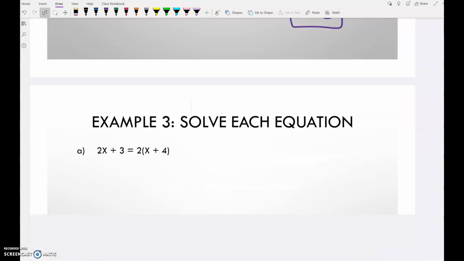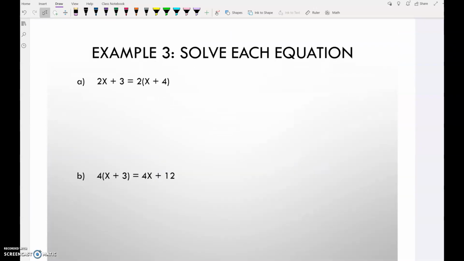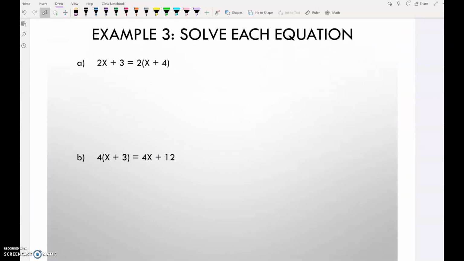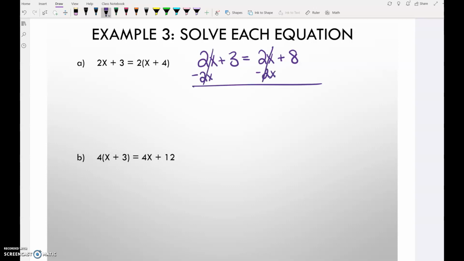All right, on the next slide. When I first looked at this, I thought, oh, we don't need to do these, but we kind of do. If we start by distributing, we have 2x plus 3 equals 2x plus 8. What would you do next? Subtract 2x. Some of you already figured out what's going on here.